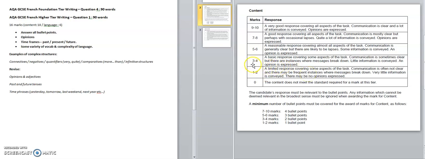So opinions and answer all of the bullet points. Those are the standout lessons we need to learn from the content mark scheme.